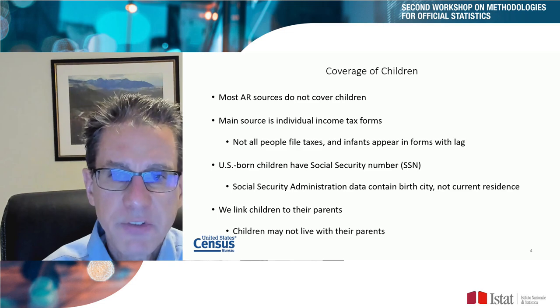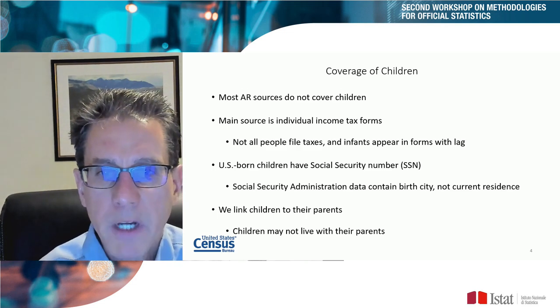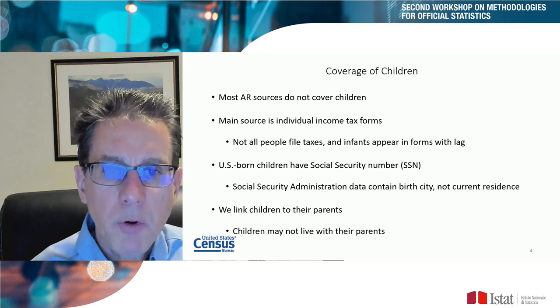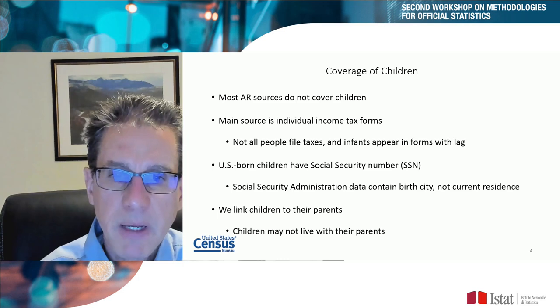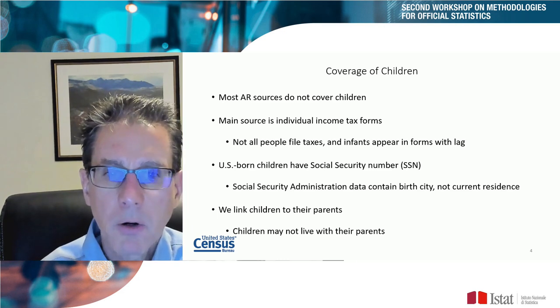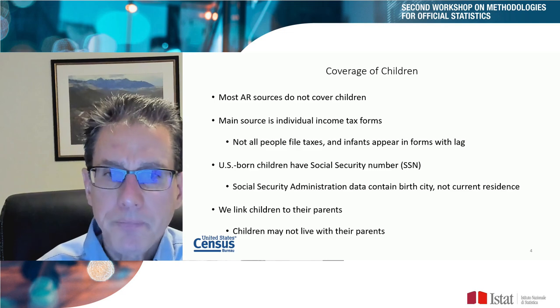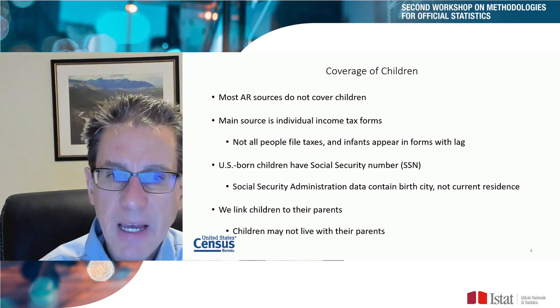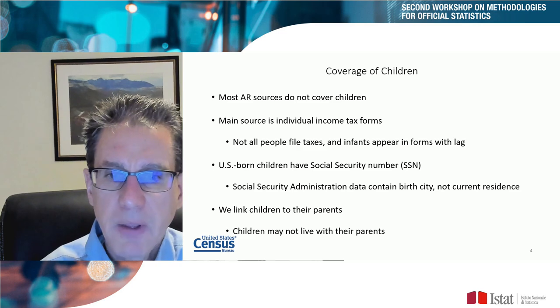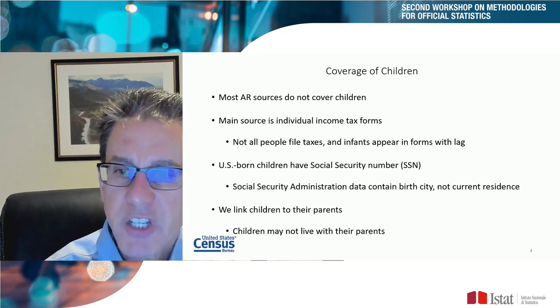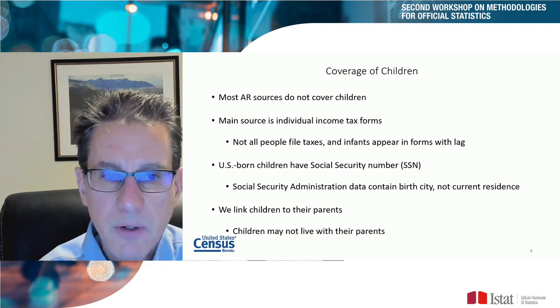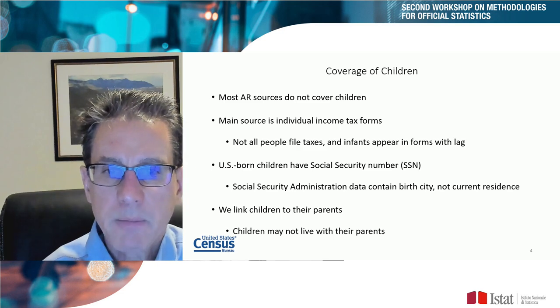So some alternatives that we've been looking at. One is that all US born children have a social security number, which is given to them at birth and generally in the hospital where they're born. And so that's another way to add children if we don't see them anywhere else. A drawback of that is that the Social Security Administration data, they record the child's birth city, but not where they're currently living on the reference. There's some issue with putting them in the right place.